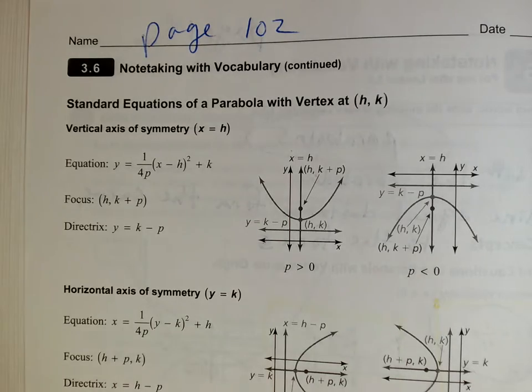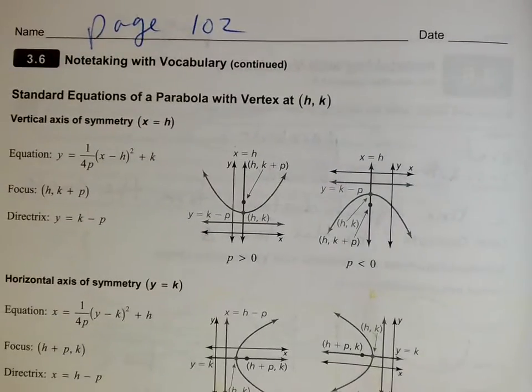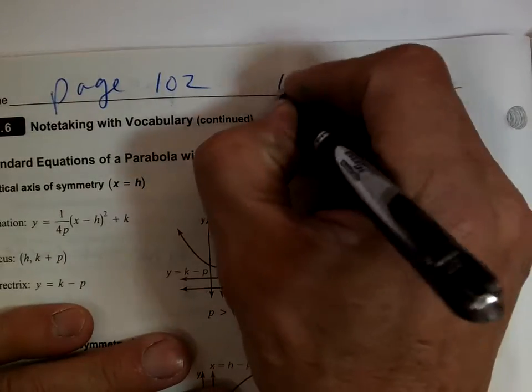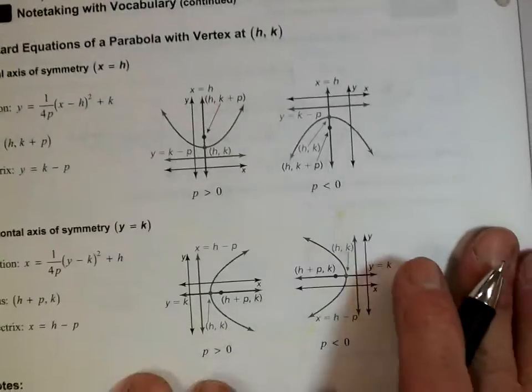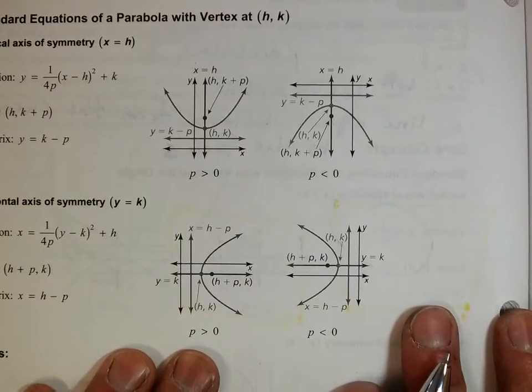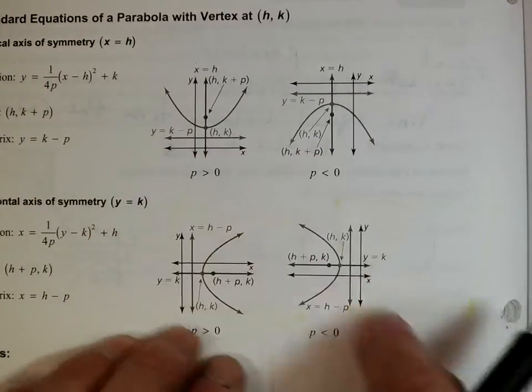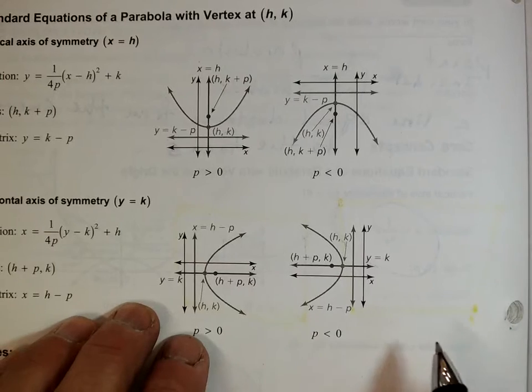We're live. All right, so here we go. Today's date is 10/16/18. All right, so this is all four of the parabolas that you guys did.